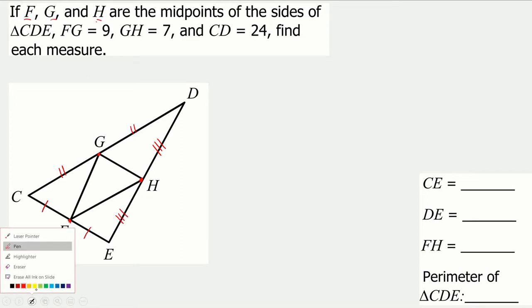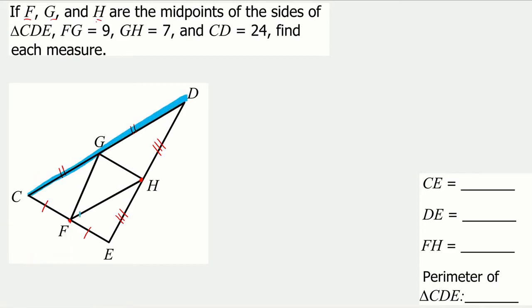And so the other thing I'm going to do is highlight my parallel sides, right? So here's a mid-segment, and that's the third parallel side. Mid-segment, third parallel side. Mid-segment, third parallel side. All right, so let's go. They're telling me that FG is 9, GH is 7, and CD is 24.